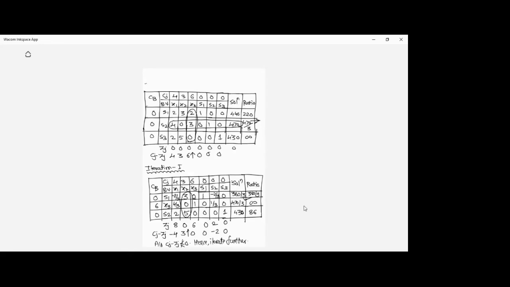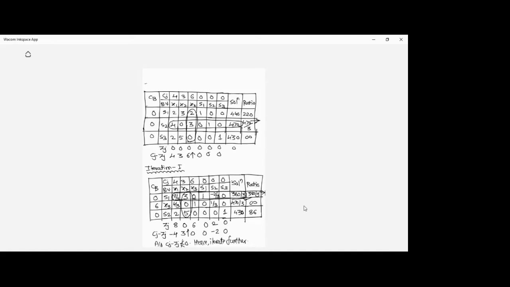Just a second, let me do it on calculator. 380 by 9 is 42.22, and then we have 86. So 42.22 is definitely small, and hence this is acting as a leaving variable. So this entire column will act as a key row. And again, the key element that we have here is 3. The key row and key column has been identified.